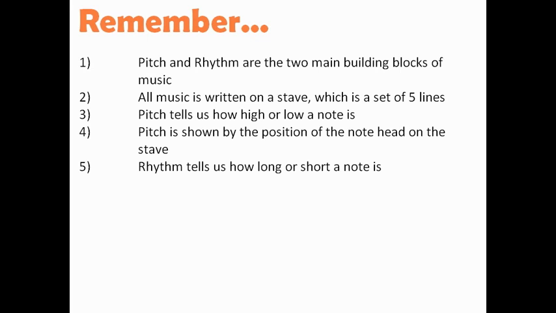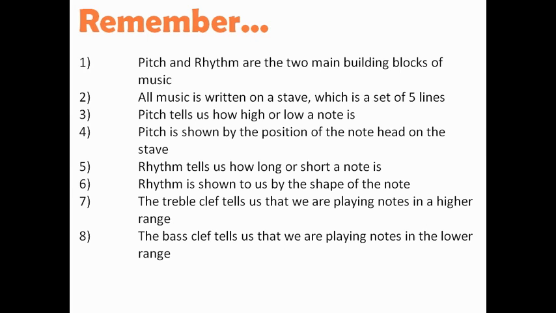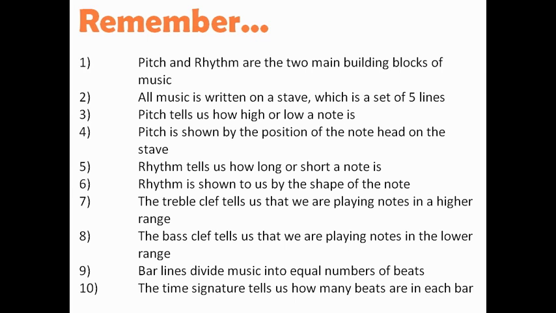Rhythm tells us how long or short a note is. Rhythm is shown to us by the shape of the note. The treble clef tells us that we are playing notes in the higher range. The bass clef tells us that we are playing notes in the lower range. Bar lines divide music into equal numbers of beats. The time signature tells us how many beats are in each bar. Please ensure that you have a solid grasp of all of these facts because they form the foundation of everything we're going to learn.